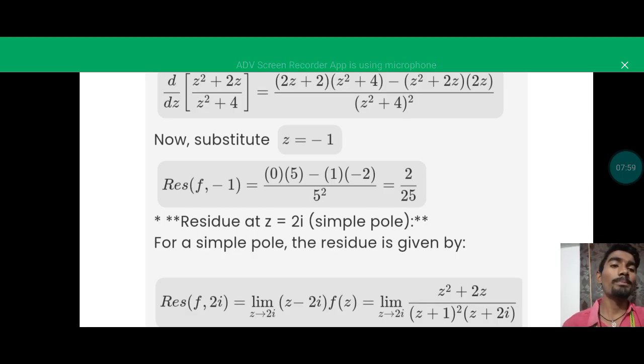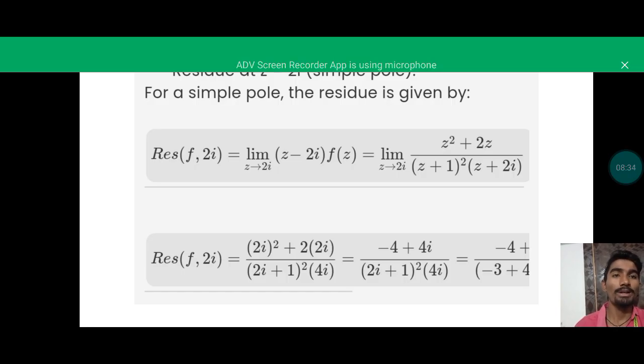With the same process, we find the residues at z equals plus or minus 2i. First we find it at z equals 2i. It is a simple pole, and for a simple pole the residue is given by the formula limit z tends to 2i of (z minus 2i) into f of z, which equals limit z tends to 2i of (z square plus 2z) by (z plus 1) whole square into (z plus 2i).